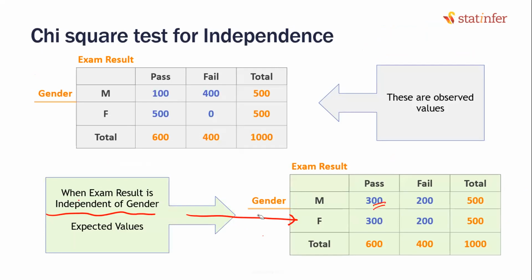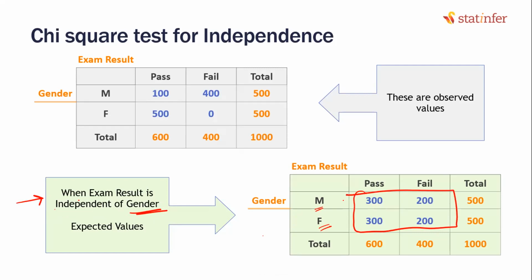Answer me, is that correct? Try to acknowledge this. When the exam result is independent of gender, when it is independent, you expect this table. Do you agree? Yes. But if male and female is very far away from this table, this is expected and this is the observed table, isn't it?